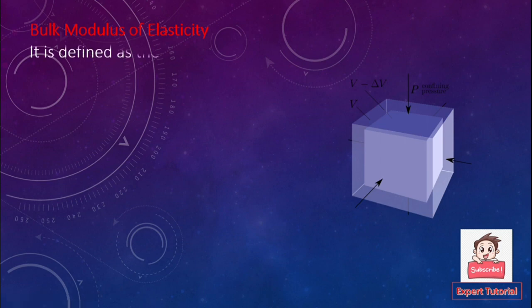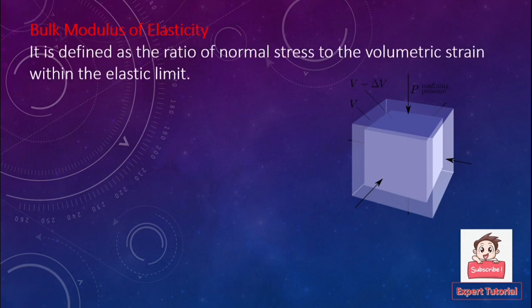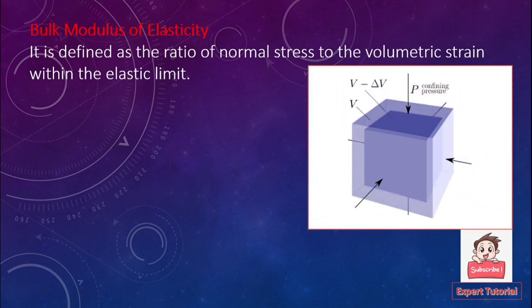Bulk modulus of elasticity. So bulk modulus arises due to the application of the volume stress. So the ratio of the volume stress and the volume strain is known as the bulk modulus. See here, I have applied a force from all the directions, so that its volume decreases by delta V. So the ratio of the normal stress to the volume strain is known as the bulk modulus.